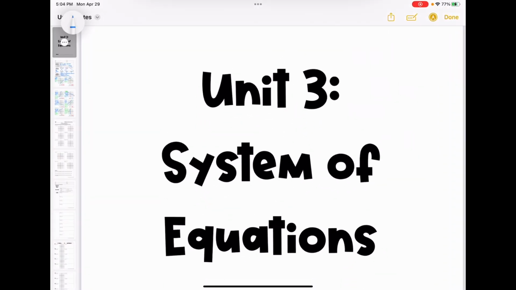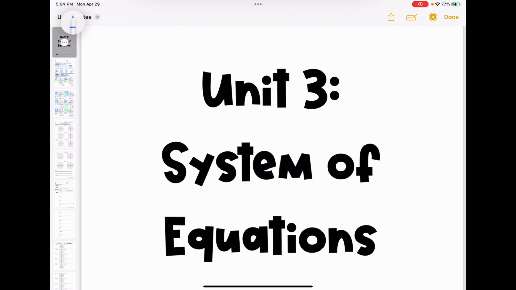All right, we're still on Unit 3, System of Equations. Last time we talked about system of equations by graphing. So we graphed some lines, and wherever those lines intersected, that gave us our solution or our answer to that specific system. Today we're going to start by solving them algebraically.